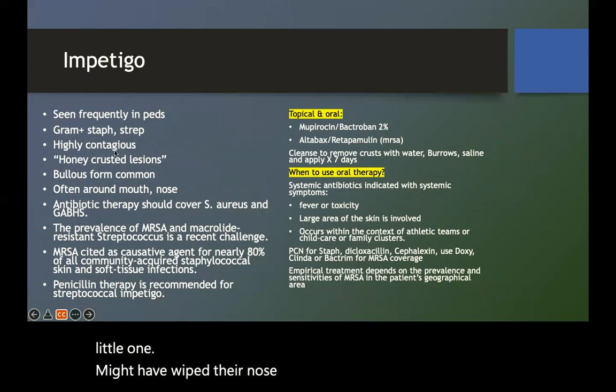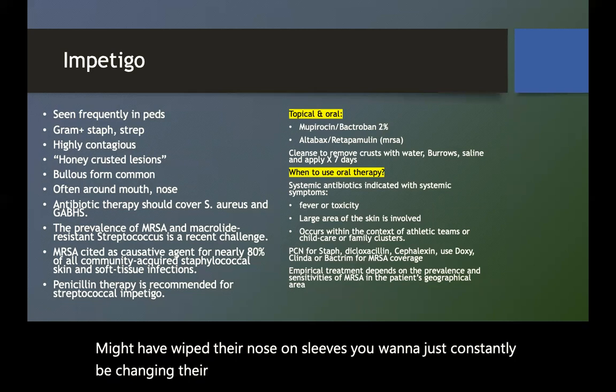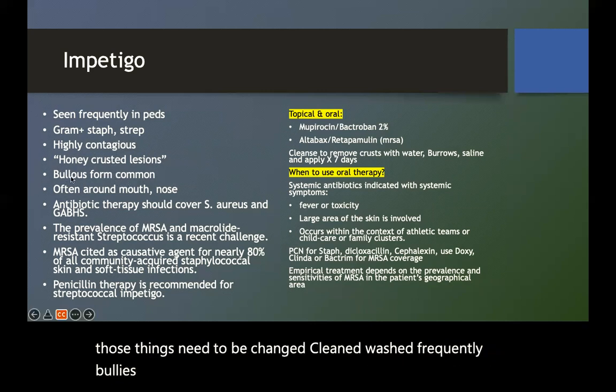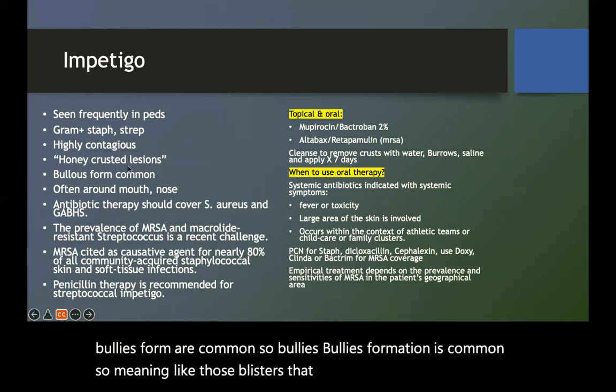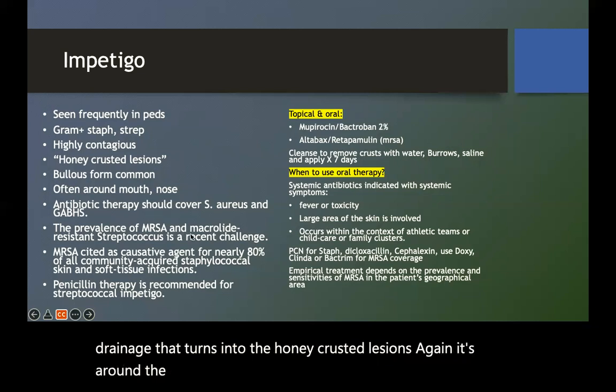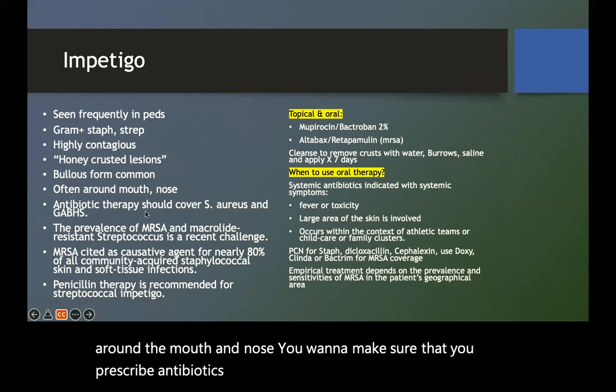You want to just constantly be changing their clothes, pillowcases, towels, toothbrushes. All those things need to be changed, cleaned, washed frequently. Bullous formation is common, meaning those blisters that pop and produce that crusty drainage that turns into the honey-crusted lesions. Again, it's around the mouth, the nose. You want to make sure that you prescribe antibiotics to cover both staph and GABHS.